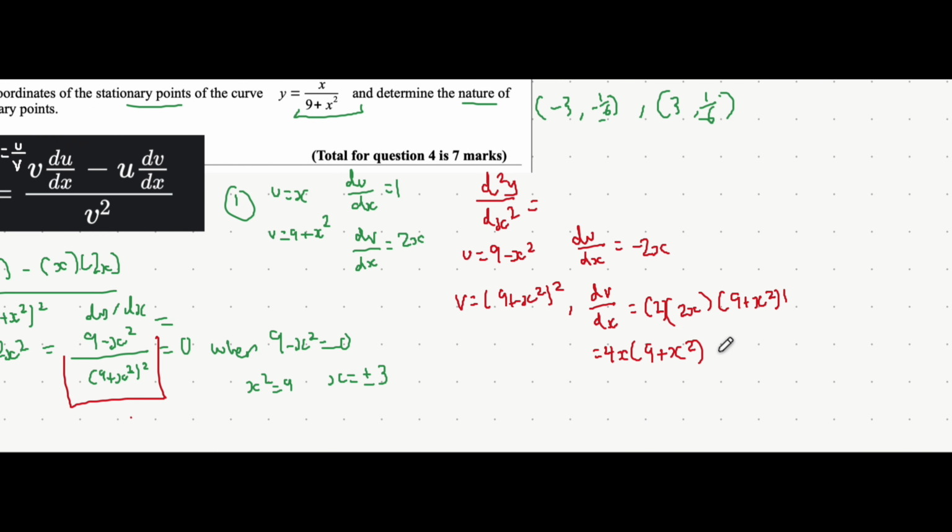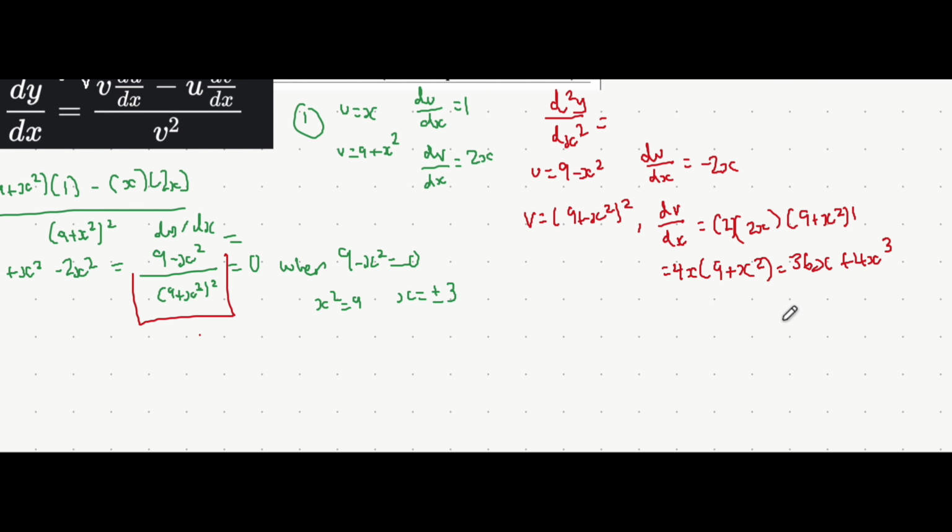I'm not going to actually though, because it's just going to... actually, I might as well. Okay, so 4x times 9 is 36x. 4x times x squared is 4x cubed. It's going to get a little bit messy, but let's combine them together.